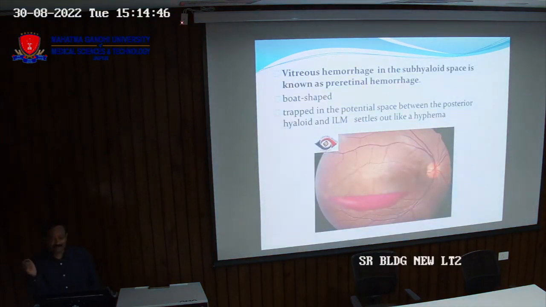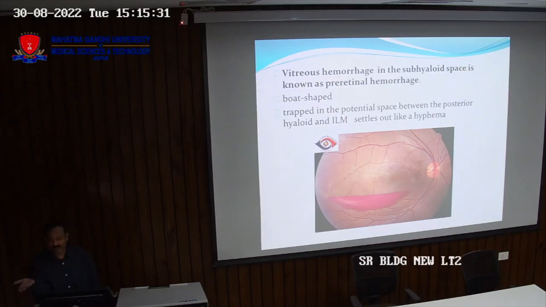Second is the subvitreal or subhyaloid hemorrhage. It is the collection of blood in the subhyaloid spaces. It has some characteristics. Usually in the sitting position, it is a boat-like hemorrhage. If you see the fundus of the patient with direct or indirect ophthalmoscopy, you will see a boat-like hemorrhage. Why? Because of the dependency of the liquid, it settles down in the form of a boat. But this boat is only seen when the patient is sitting. If the patient is lying down, you may not find this boat because the hemorrhage spreads out on the posterior pole.